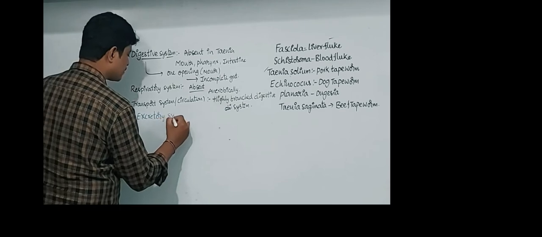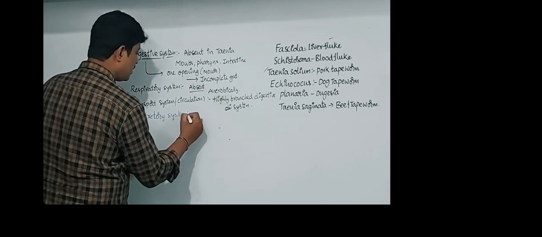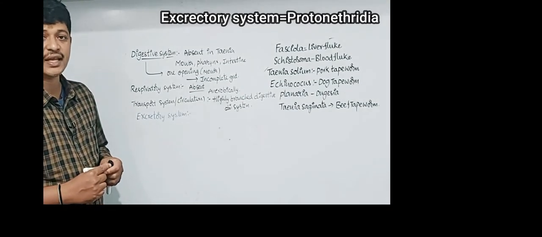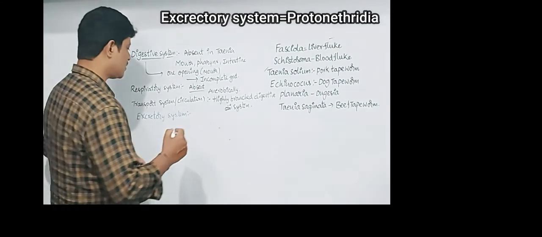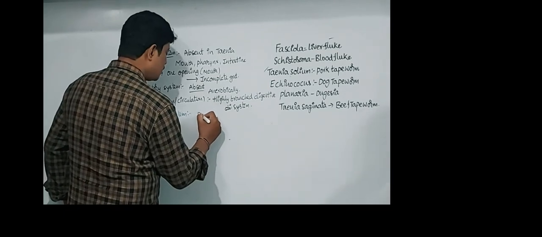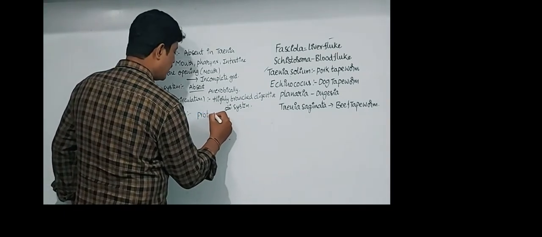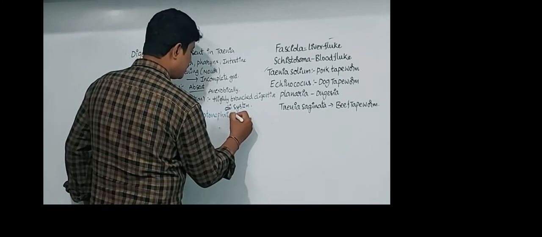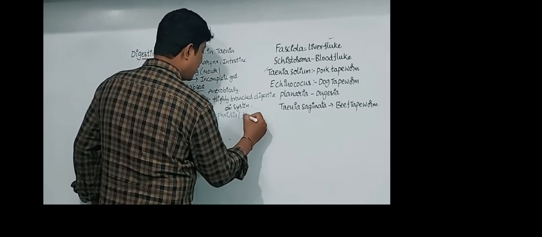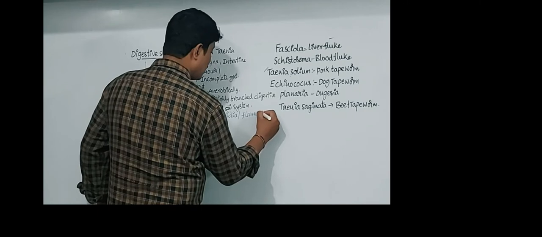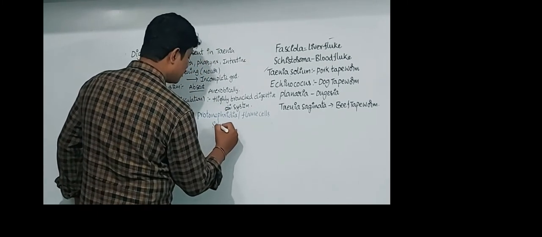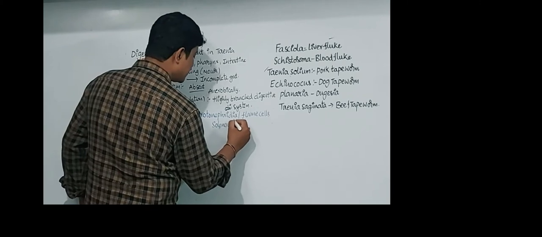And coming to the next one, the excretory system. In these animals, the excretory system includes protonephridia, or flame cells. Protonephridia are the flame cells or solenocytes.